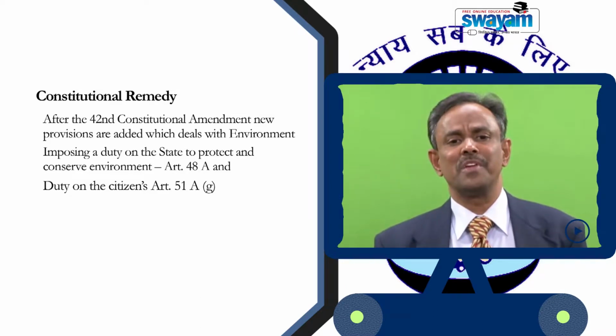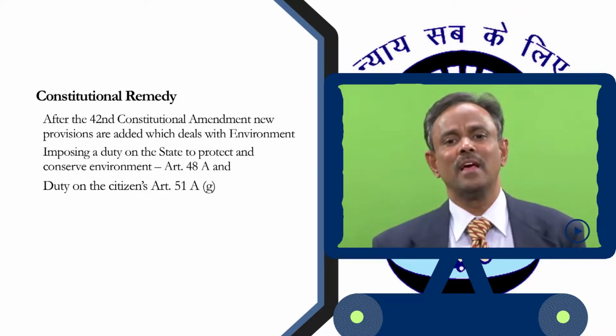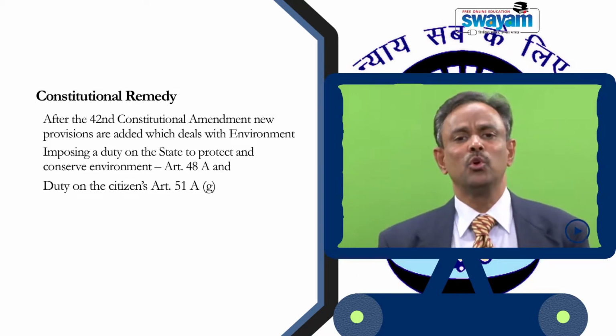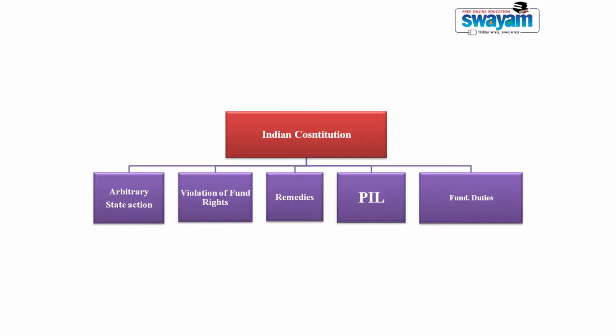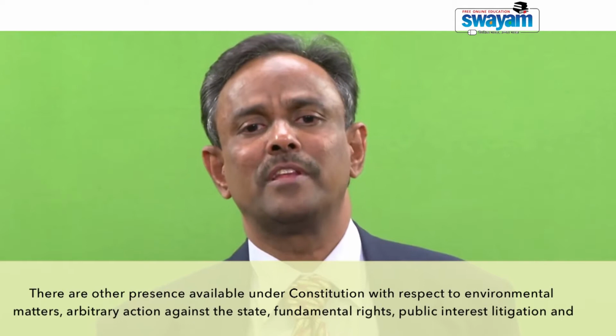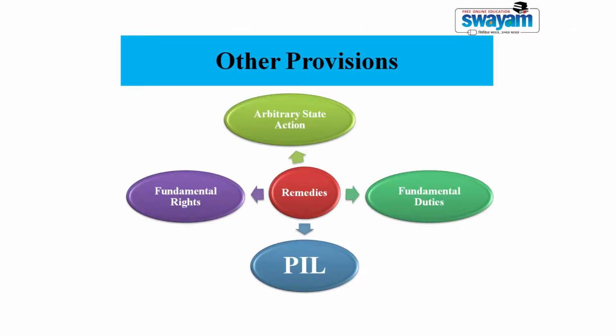There are various other provisions under the Constitution which deal with access to justice with respect to environmental matters. Those provisions are arbitrary state action, violation of fundamental rights, public interest litigation, and fundamental duties.